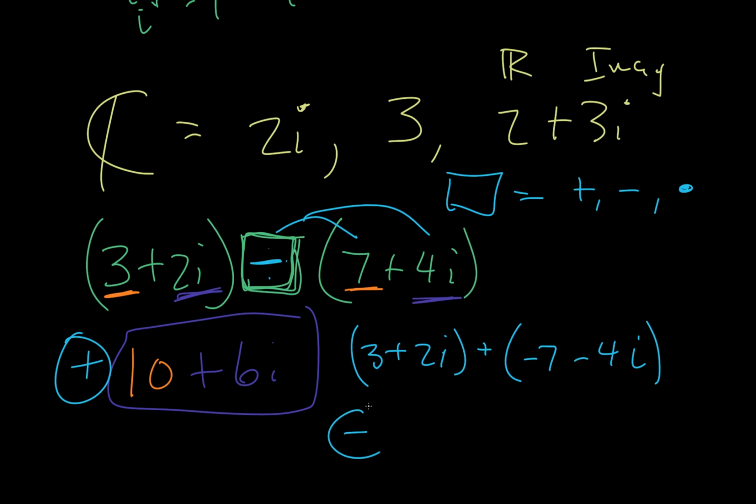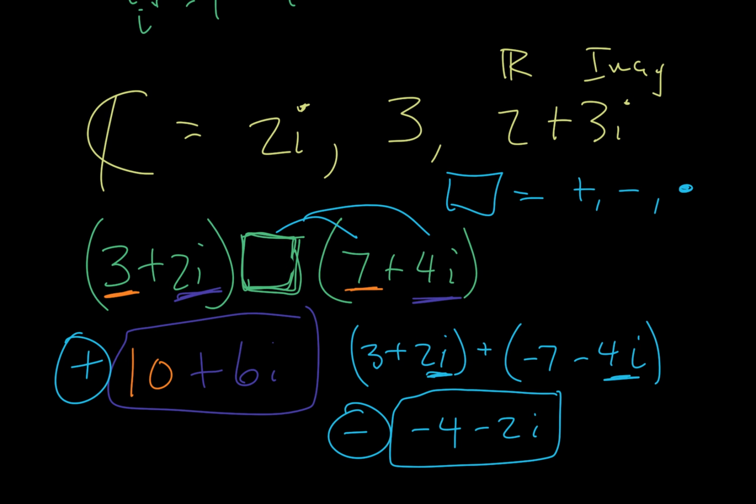And so my answer for subtraction is going to be 3 and negative 7, so that's negative 4. And then 2 and negative 4 would be negative 2i. Okay, last piece of this, we multiply. So that's now multiplication. For multiplication, we distribute.